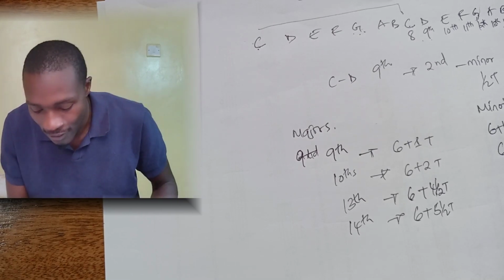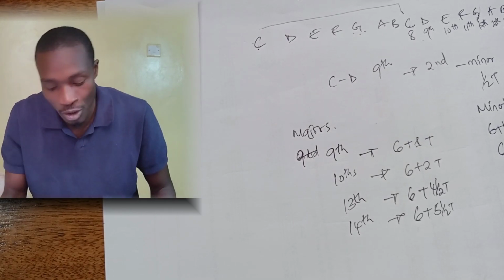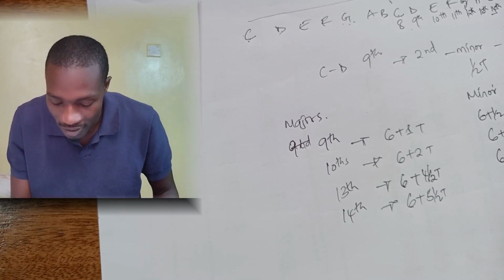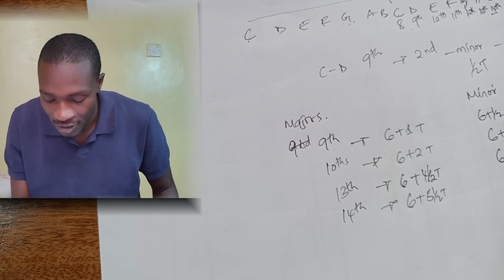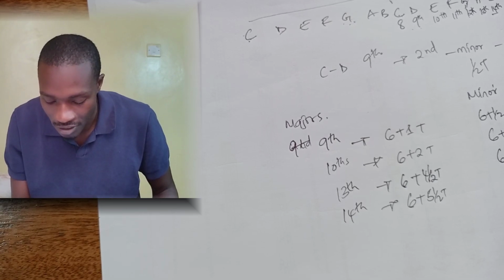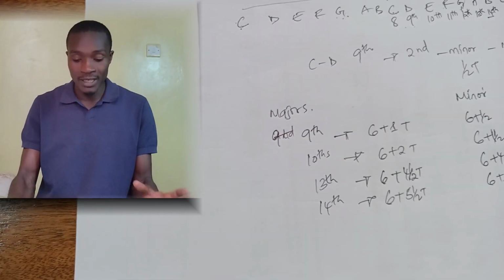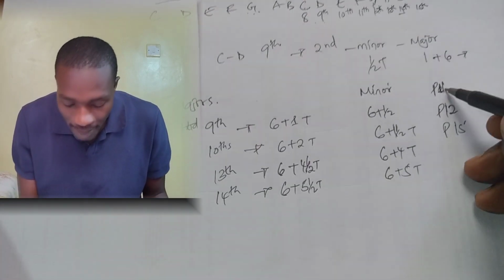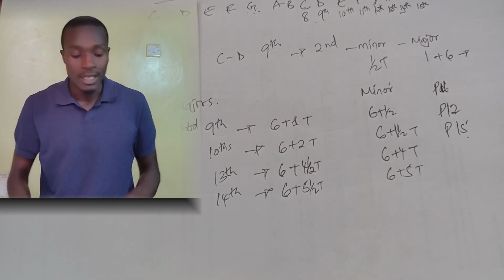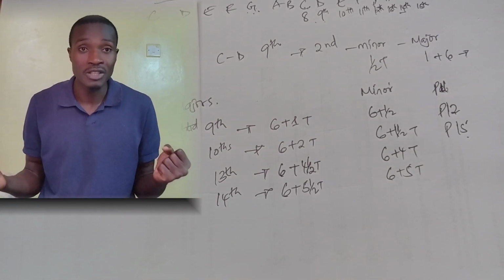In perfects, we have the perfect octave. We also have perfect 11th, perfect 12th, and perfect 15th. All those are perfect intervals. So you can have those as your interval.